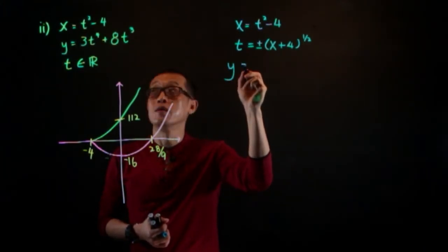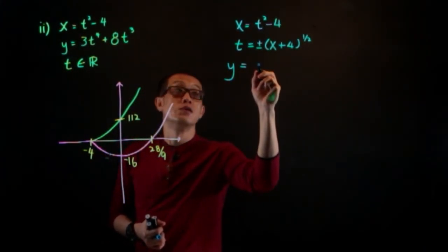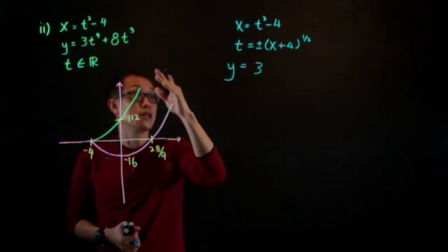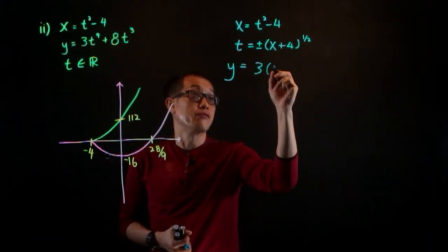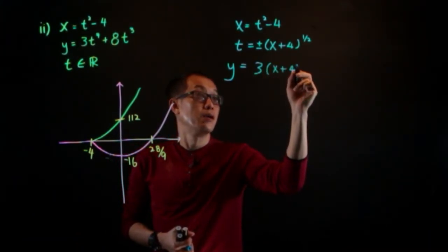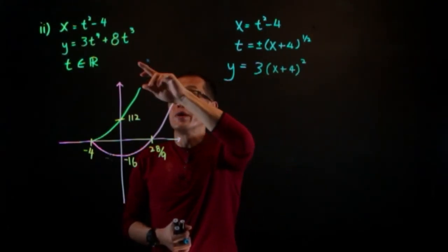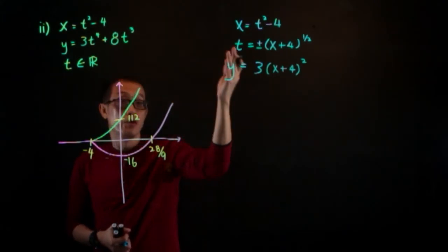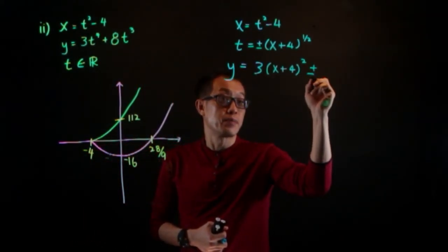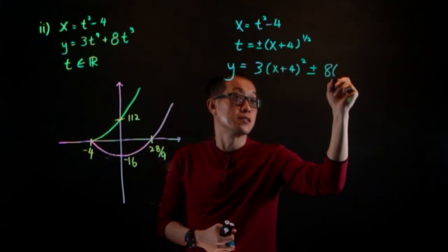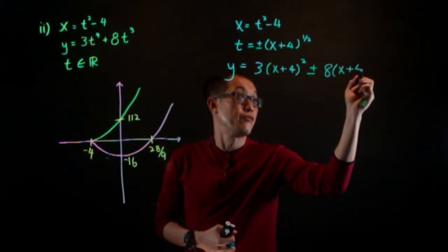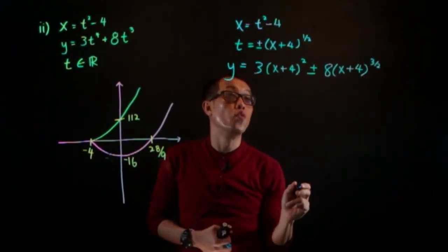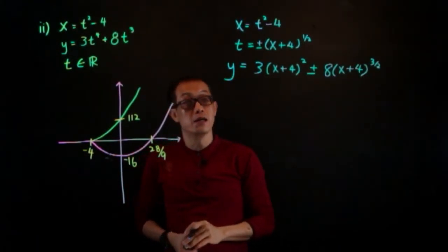So y will be equals to 3, because this is positive and negative, but if you raise it to the power of 4, which is even, then you are only left with the positive. Now when you do a cube, the negative will remain negative and the positive will remain positive. So you have plus minus 8 times x plus 4 to the power of 3 over 2. Now you have a plus minus here.